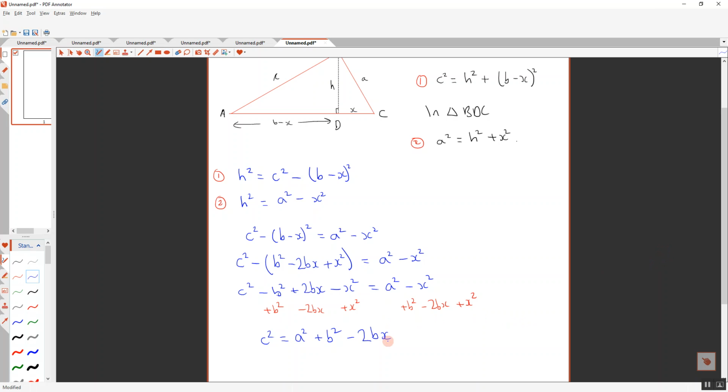The only issue is this x. How are we going to cope or deal with that?